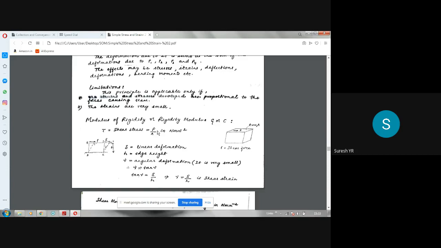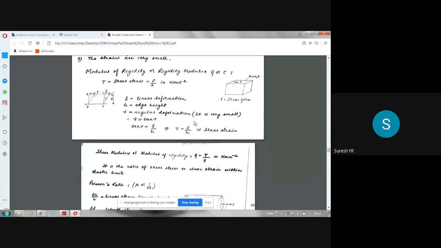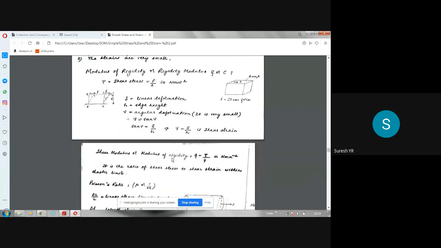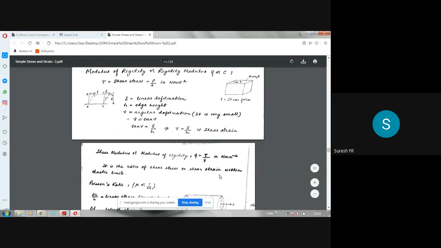Now the ratio between shear stress and shear strain, within elastic limits, is known as the shear modulus or modulus of rigidity or rigidity modulus. There are three names for this: modulus of rigidity, rigidity modulus or shear modulus. All three are the same. So G is equal to tau by gamma. This definition of G is the ratio of shear stress to shear strain. Shear stress is shear force divided by area, or tangential force divided by area.